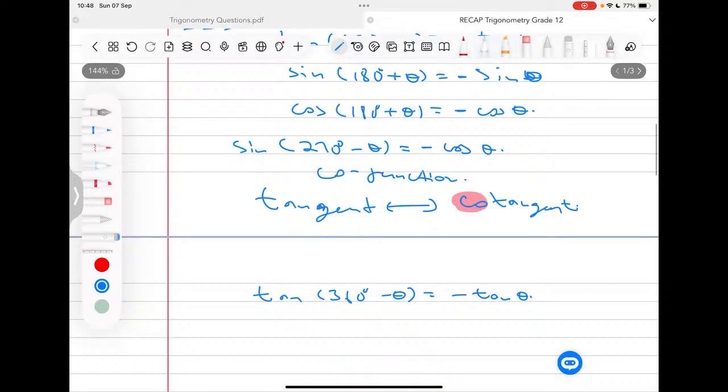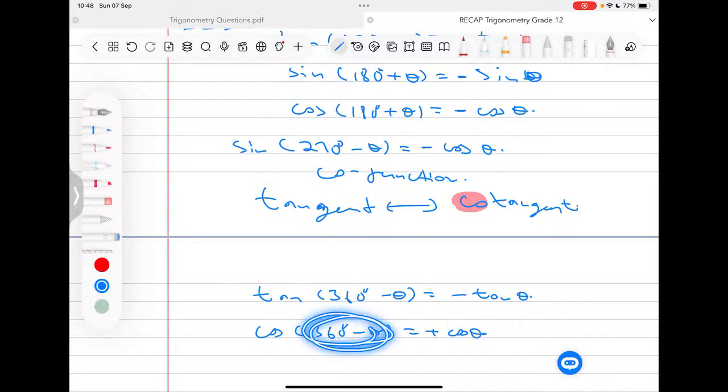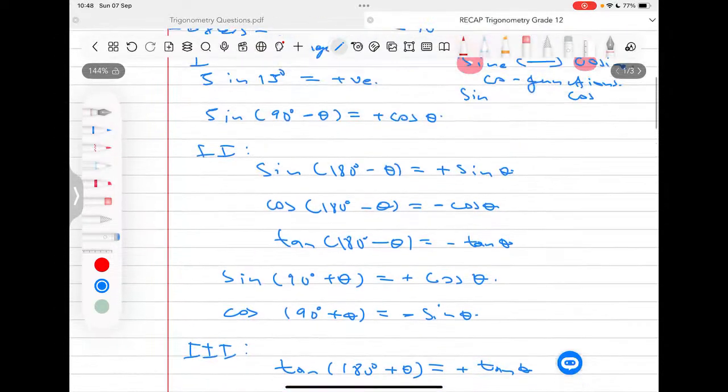Now, if I were to give you a cos of 360 degrees minus theta, this will simply be positive cos theta, because in the fourth quadrant, remember, we're dealing with a cos. In the fourth quadrant, cos is positive and it will only reduce to that. I'm not going to do that of sine. I think it should be obvious to you that it's going to be negative sine theta.